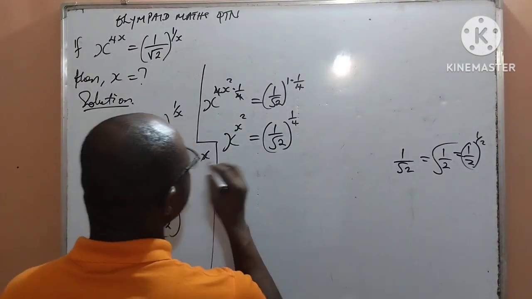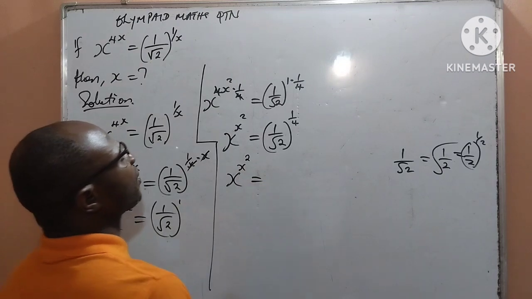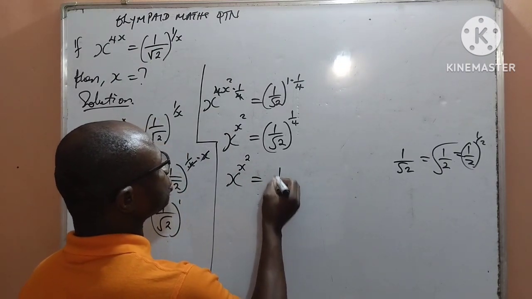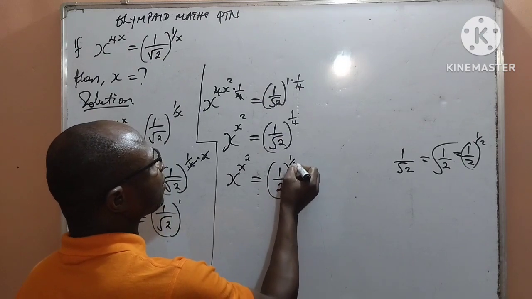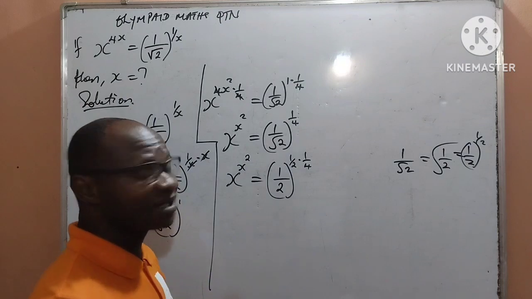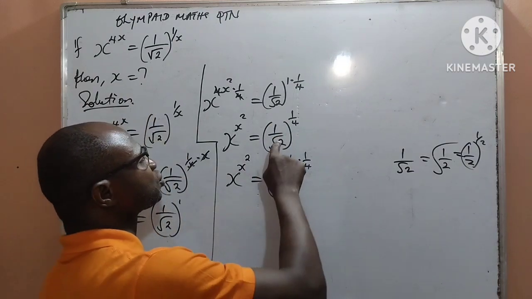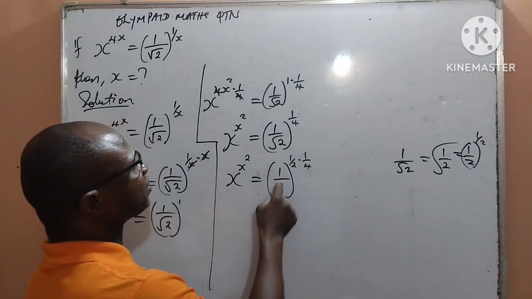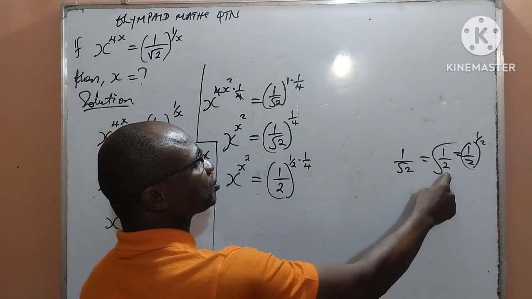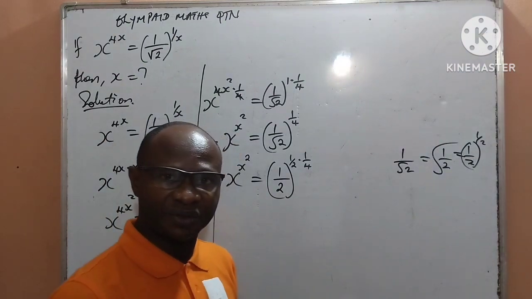Therefore, I can write x to the power of x to the power of 2 will now be equal to 1 all over 2 to the power of 1 over 2, then multiply by 1 over 4. Alright? Like I said, 1 all over the square root of 2 is the same as 1 over 2 to the power of 1 over 2, because 1 all over 2 all square root is the same as 1 over 2 to the power of 1 over 2.